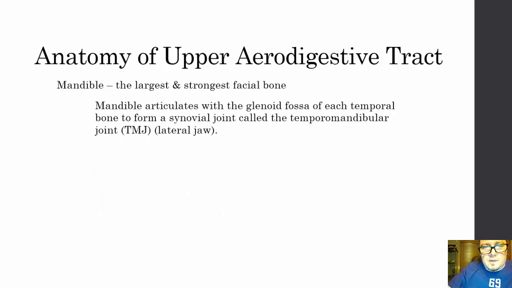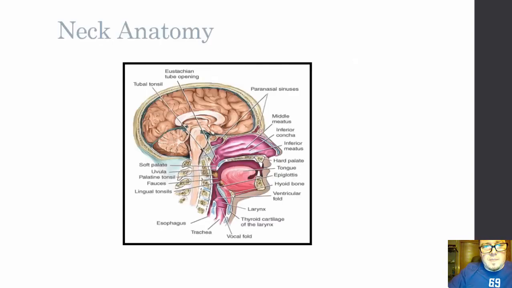Our mandible is our largest and strongest facial bone, and your temporomandibular joint is way out on the lateral side. It's way out here at the glenoid fossa of each temporal bone. And sometimes that joint can start to click and get stuck, and we have to do a repair and try to get that joint to stop locking up and clicking.